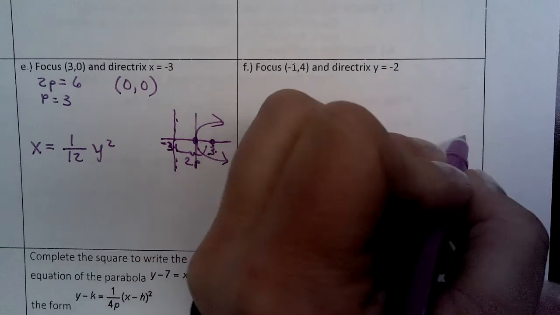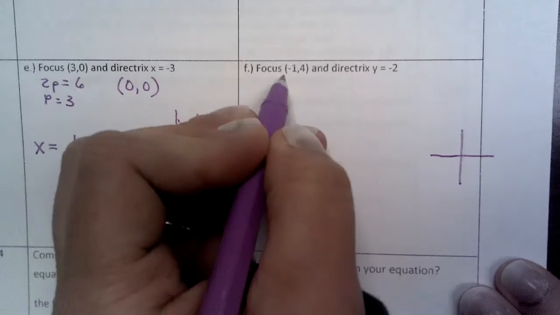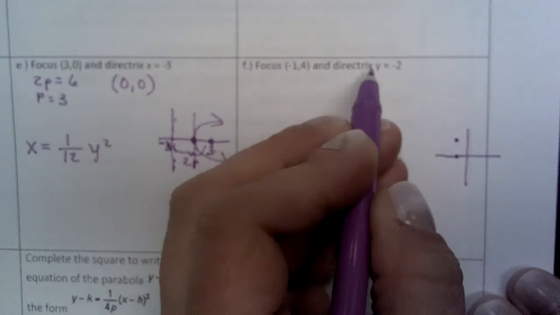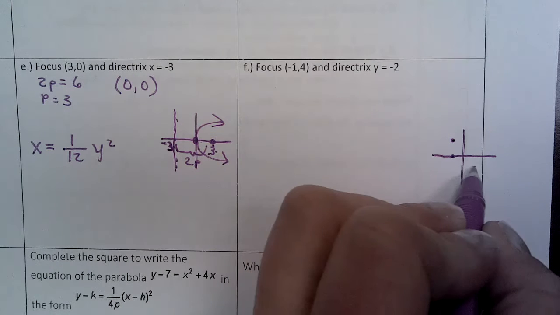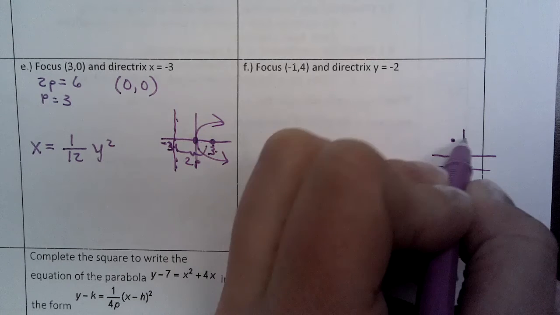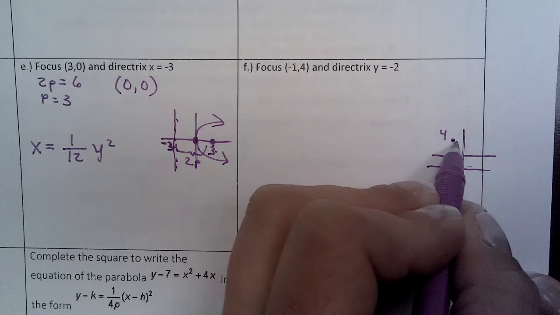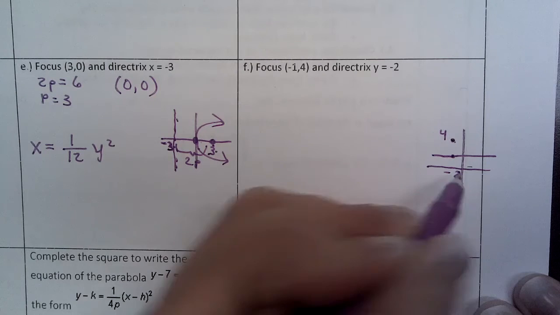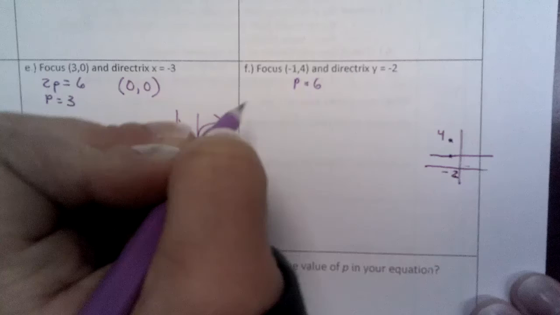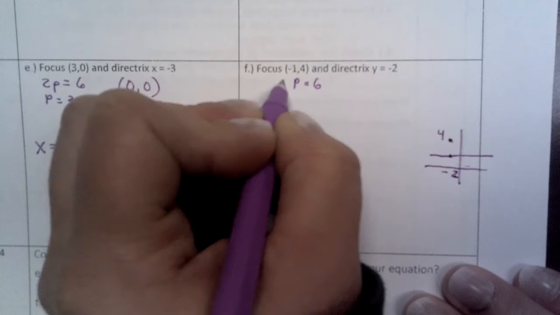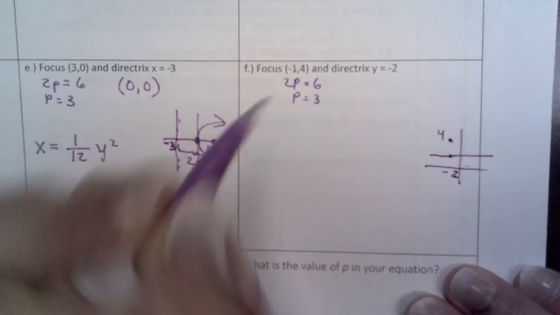Take a look at this next one. Okay, so our focus is at -1, +4, and our directrix is at y equals -2. Okay, so it's down here. So this is -2 and this is +4. So that p-value, 4 minus -2 is 6. So 2p is 6, sorry, so p is 3.